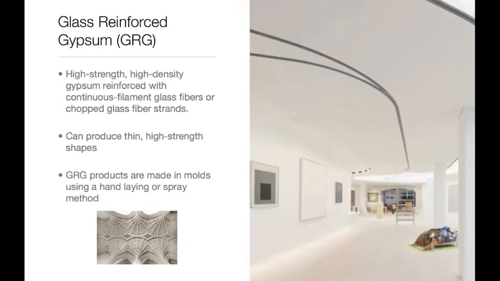Glass-reinforced gypsum is high-strength, high-density gypsum reinforced with continuous filament glass fibers or chopped glass fiber strands. Glass-reinforced gypsum can produce thin, high-strength shapes. GRG products are made in molds using a hand-laying or spray method.